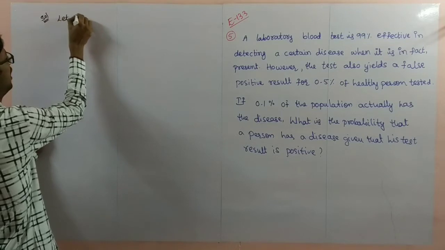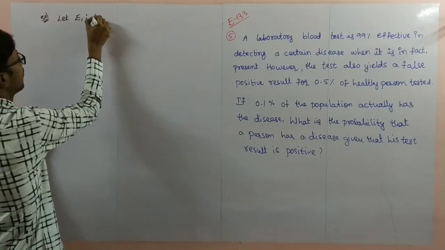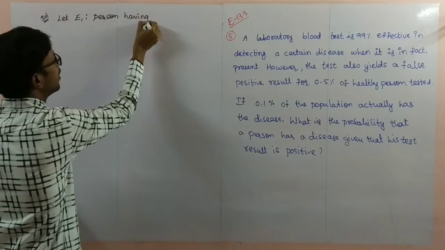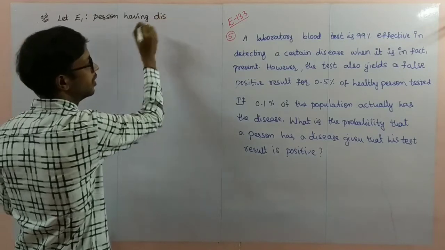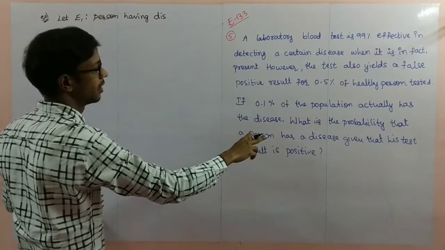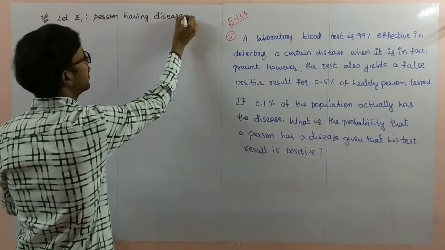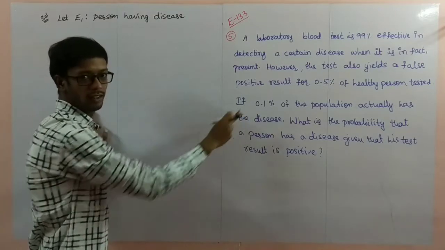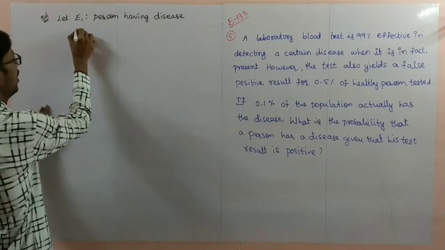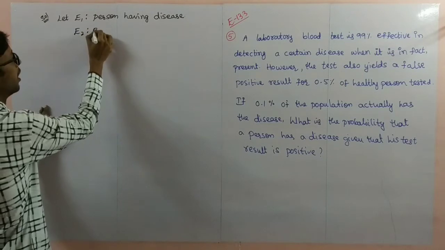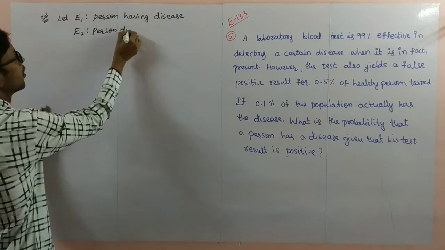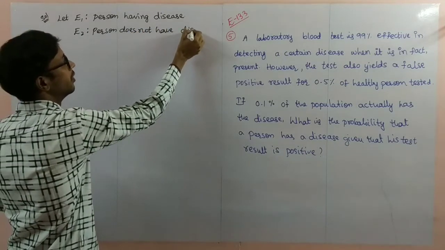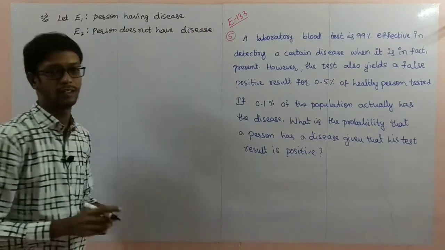Solution: let E1 be the event a person having the disease. Person having the disease, how much percent is given? It is 0.1%. So the probability of E1 is 0.1%. We'll write next to that: E2 be the event the person does not have the disease. Person does not have the disease.